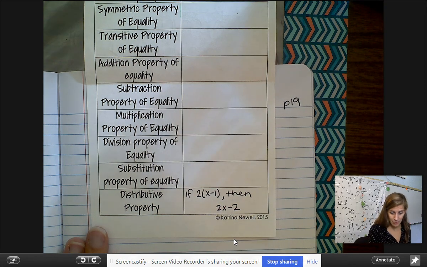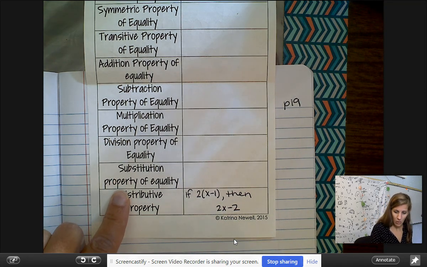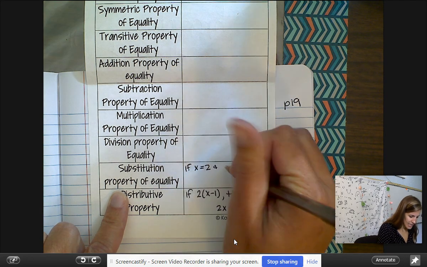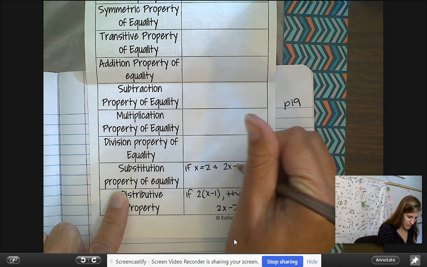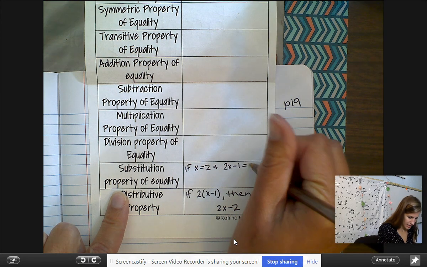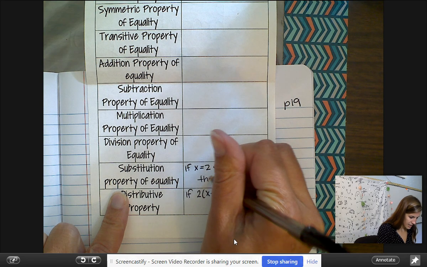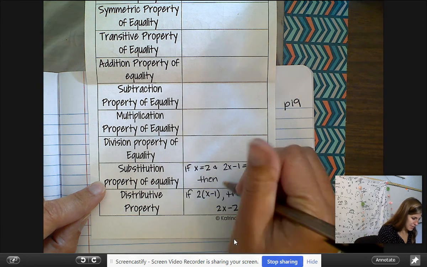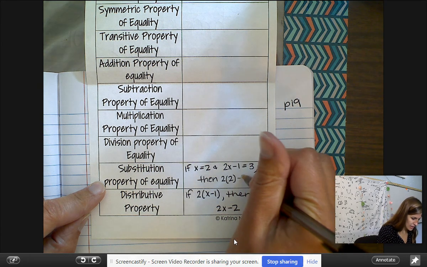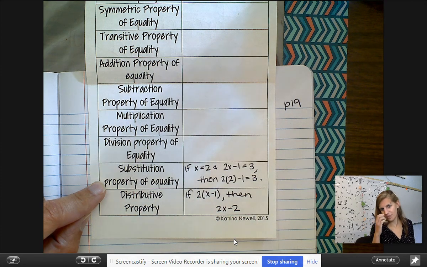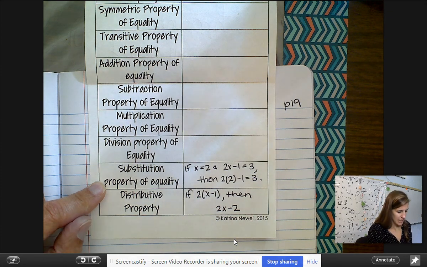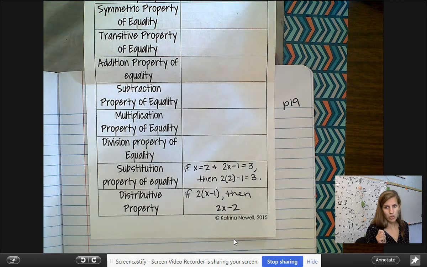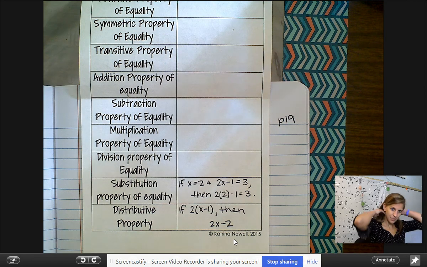Okay, another one that you're probably familiar with is the substitution property of equality. So if, for instance, I know that x is 2, and I know 2x minus 1 is 3, then because of the substitution property of equality, I'm able to replace x with 2, and luckily that is a true statement. 2 times 2 minus 1 is 3. And that's true because of substitution. We replace the x with the 2. Substitution is allowed. It is a true math fact.